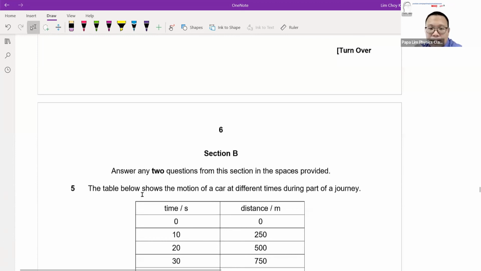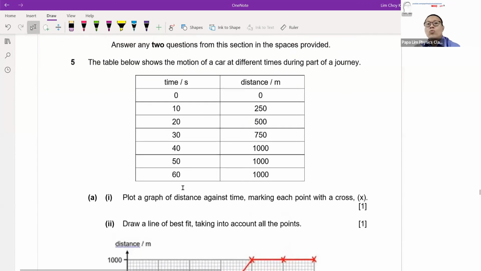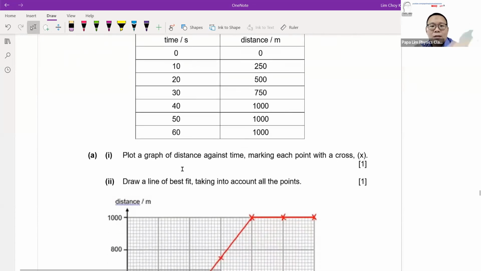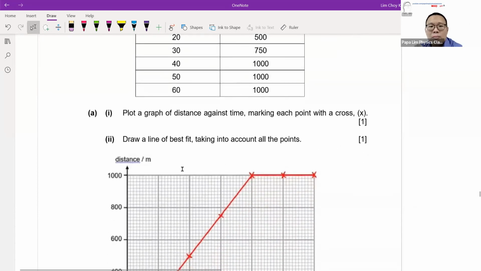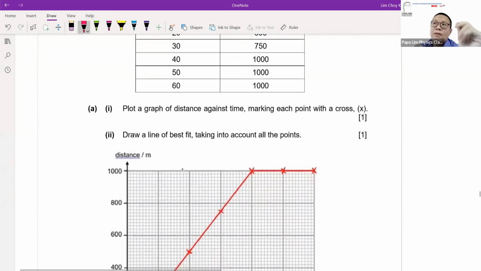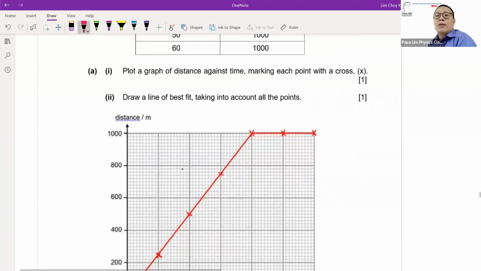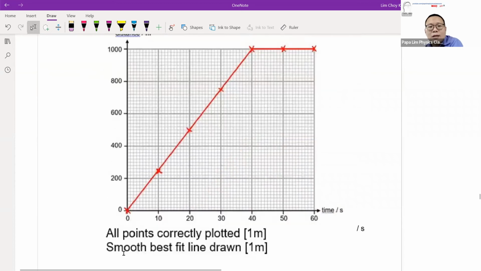Now, the first question, question 5, is a bit of kinematics. It requires you to plot all the points, then draw the best fit line. If you plot the points carefully and draw the line, you'll have a nice red line here, like we showed. So you get the 2 marks straight away.